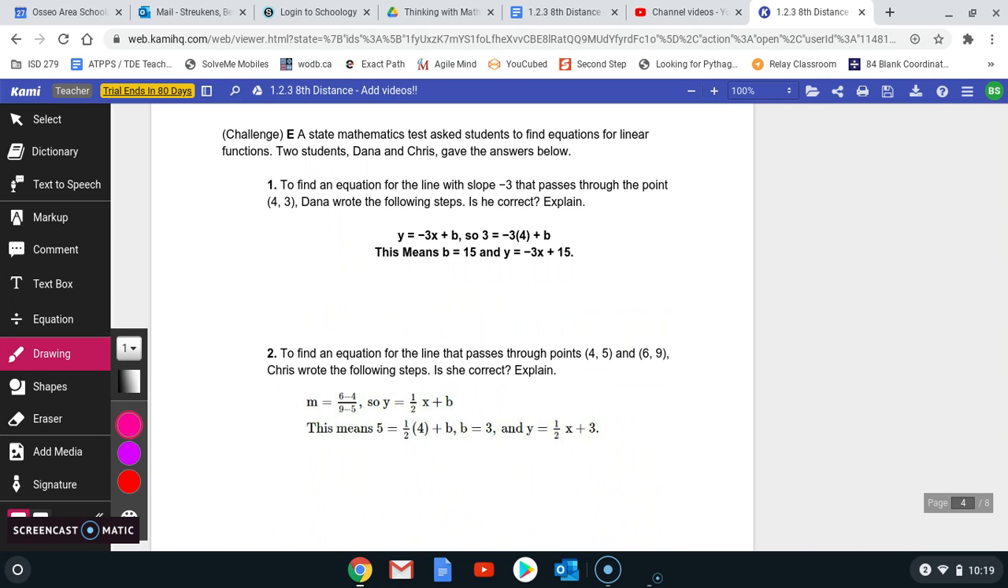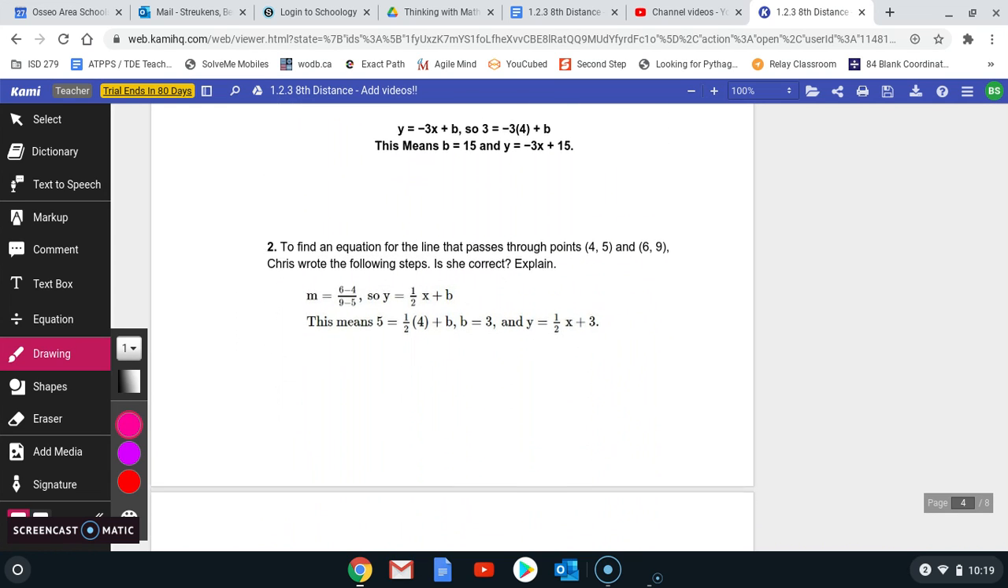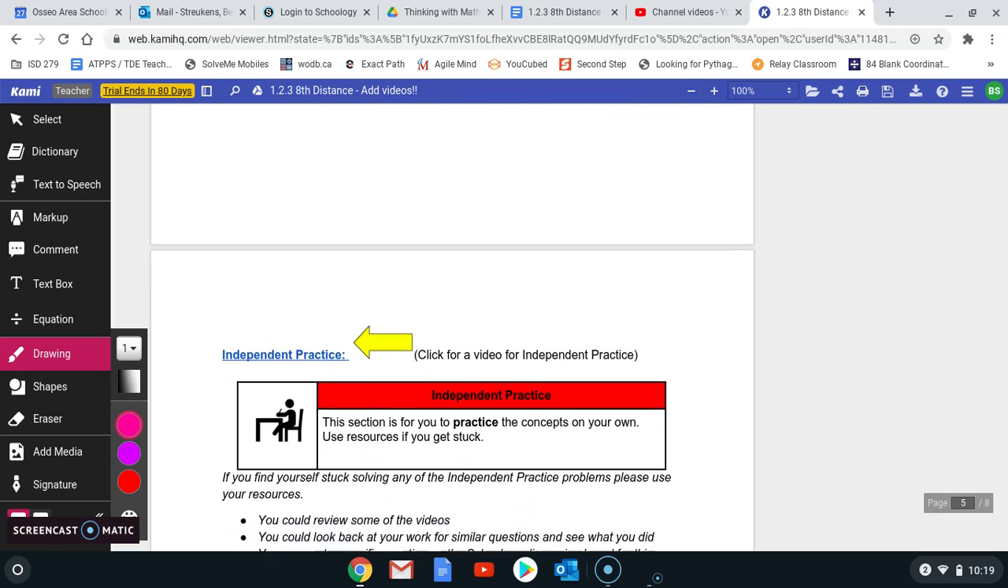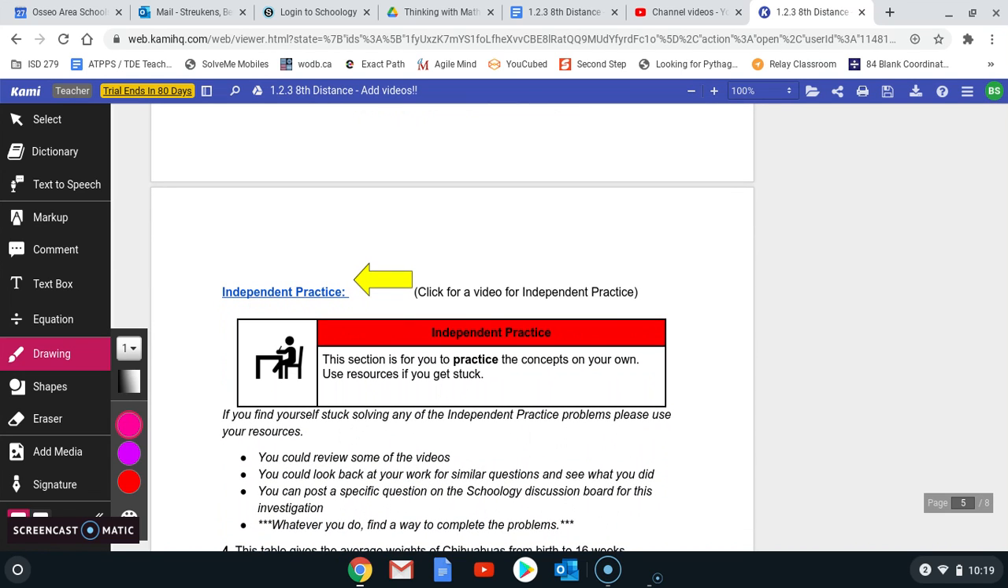Explain your thinking. And number two, to find an equation for the line that passes through the points (4, 5) and (6, 9), Chris wrote the following steps. Is she correct? Explain. So take a look at those two problems and see which, if any, are correct. Once you're done with that, you can stop this video and go on to the independent practice.